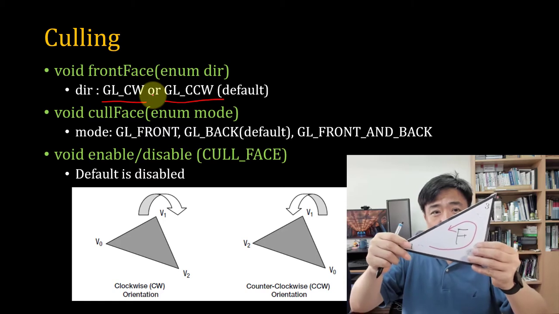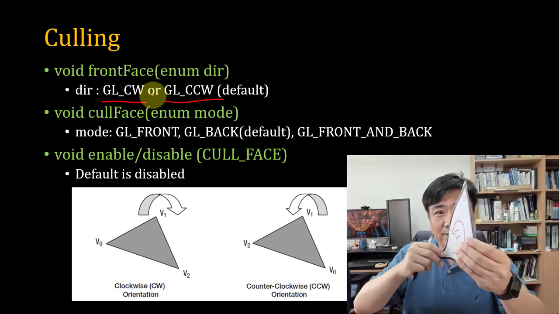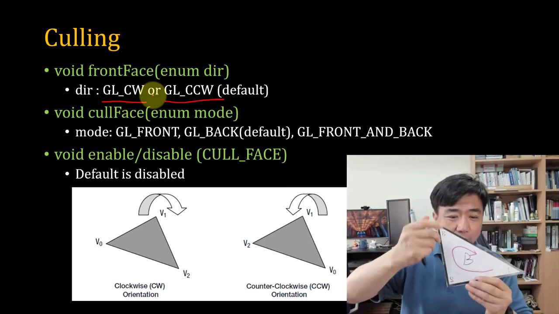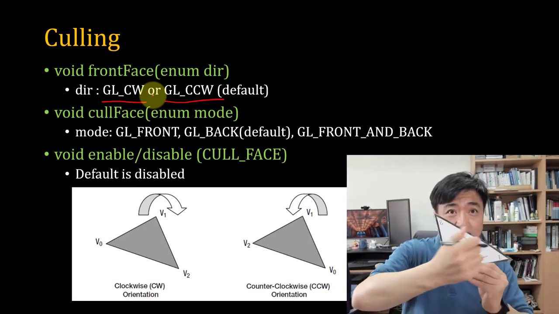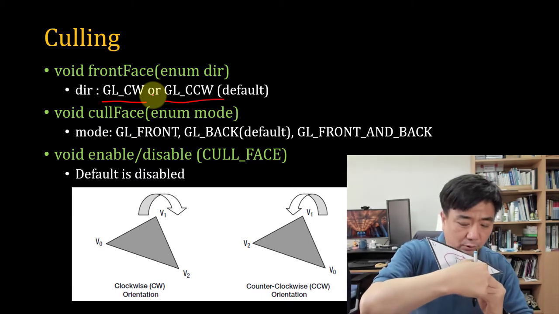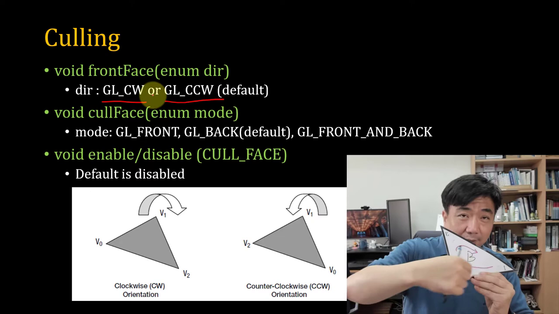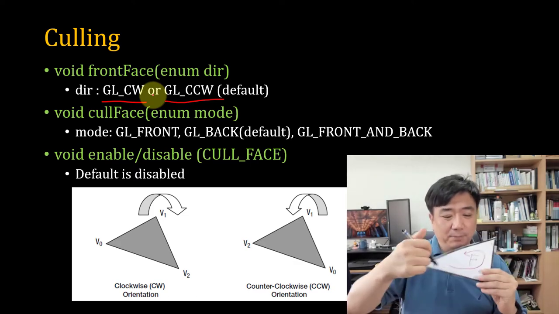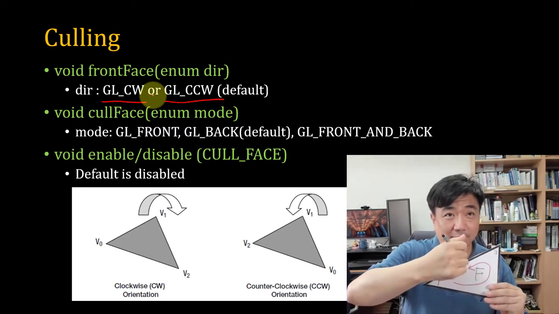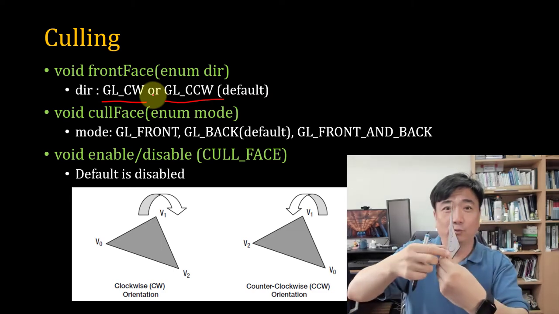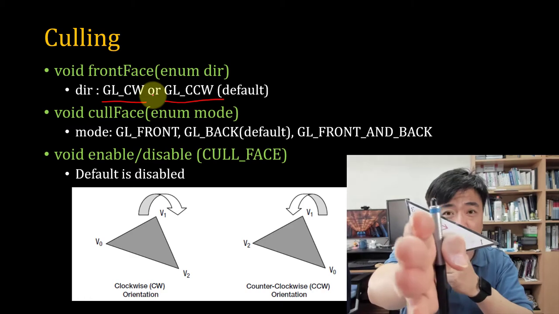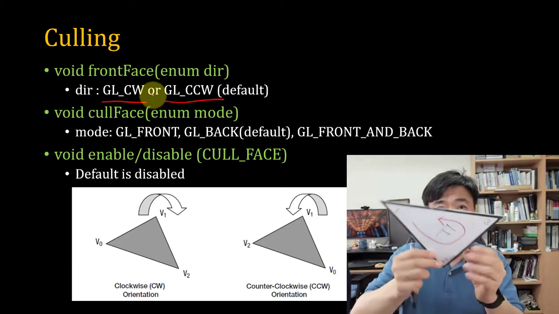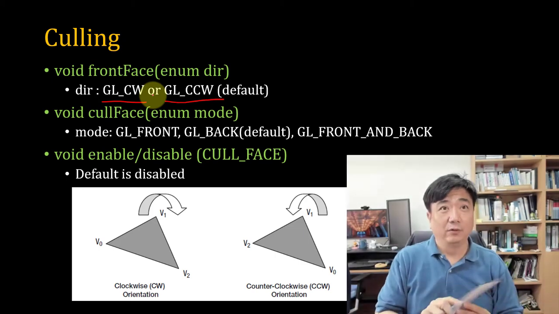When we apply a transformation to this triangle, the triangle will be rotated like this. Then the same order of vertices 1, 2, 3 looks like a different direction. It is clockwise. So if the vertex order is clockwise, then it is a back face. It is very easy. If the vertex order is counterclockwise, then it is a front face. If we rotate with respect to the camera, then naturally it becomes a back face, front face, back face. Then we can define it.